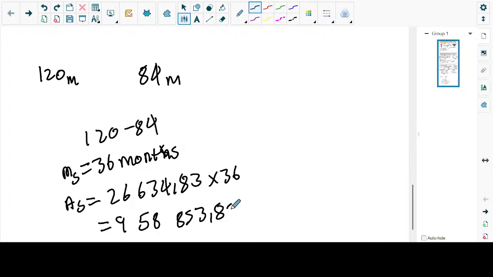So this person has saved almost $1 million by just putting in the 300,000. But it's not necessarily good that they saved $1 million, because we still have to subtract the 300,000 that they've already paid here.